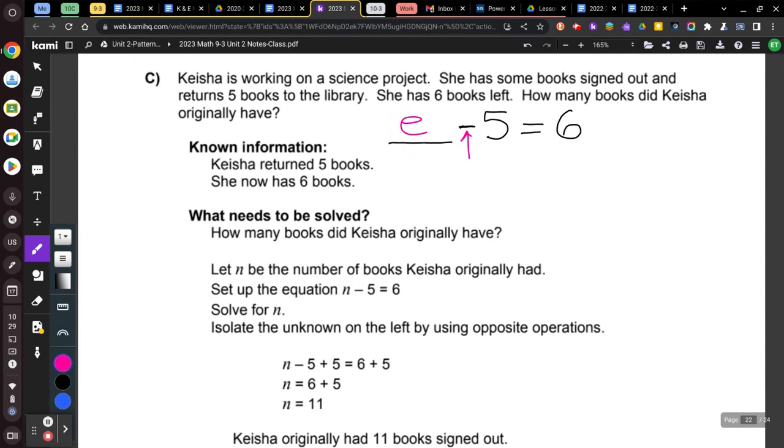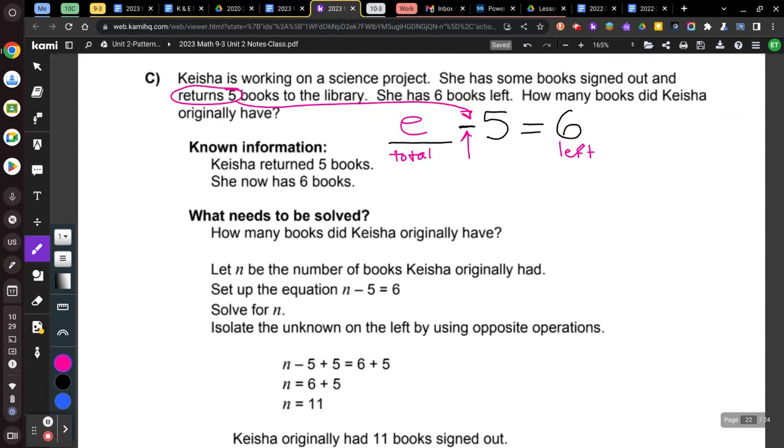All right, so I've got my unknown, and it says I have a total, and it says I return 5 books. That's my returning 5 books back to the library. So this is my total number of books, and then this is what I've got left over. I've got 6 left over. So how many would I have had to start with?